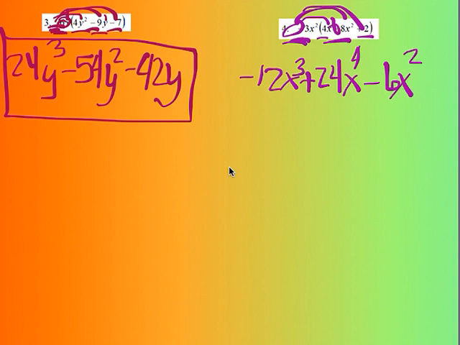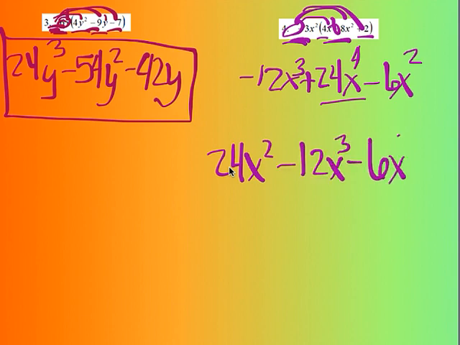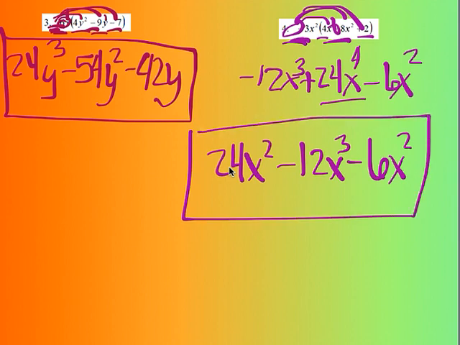So now I notice that my exponents are not written in descending order, so I need to rewrite that so it's in standard form. So first I'm going to have 24x squared minus 12x cubed minus 6x squared. So that's my final answer for number 4.